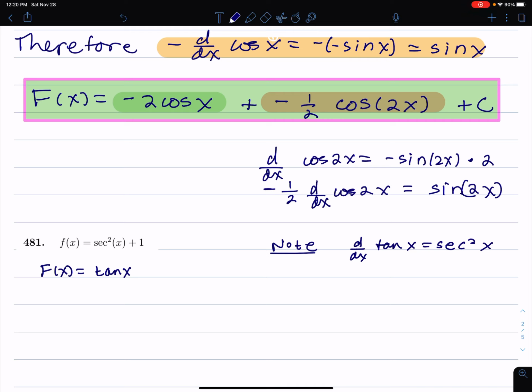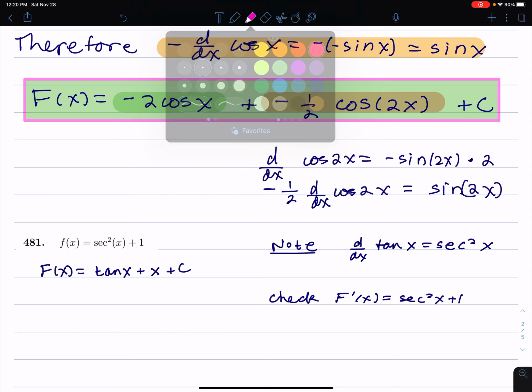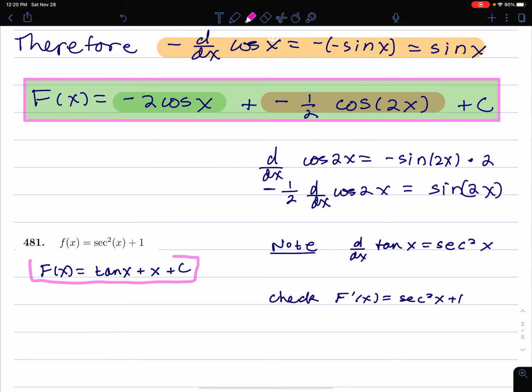How about 1? Well, x, when you take the derivative, gives 1. So if you have a constant and you take the antiderivative, it's that constant times x, and then plus c. And then you can check that F prime of x is equal to secant squared x plus 1. I mean, I don't see how that helped me really writing it down. Maybe I could just do that in my head a bit. But anyway, so there we go.